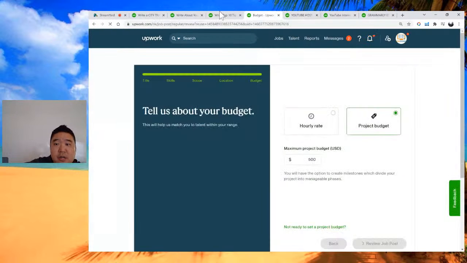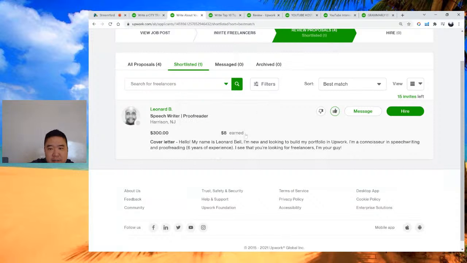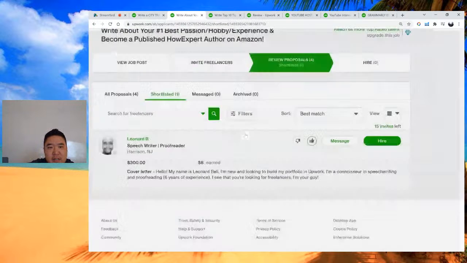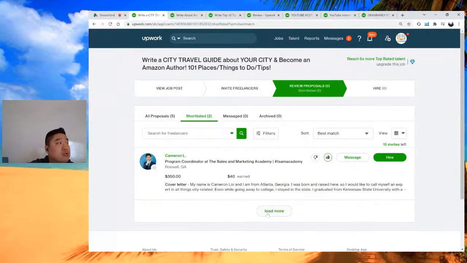So the people who I will end up hiring are here. Esteban, he's into Shopify developing, right? A Shopify developer for apps. Leonard, he's into cryptocurrency trading and investing. I'm going to ask him to put in the trading and investing information as well.